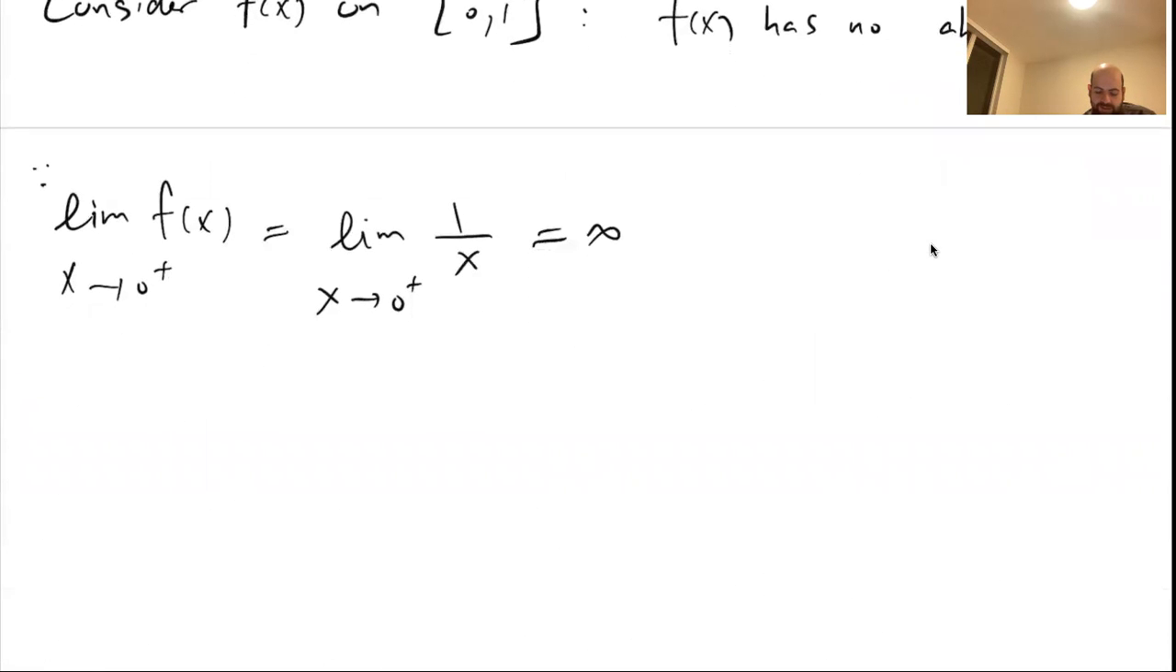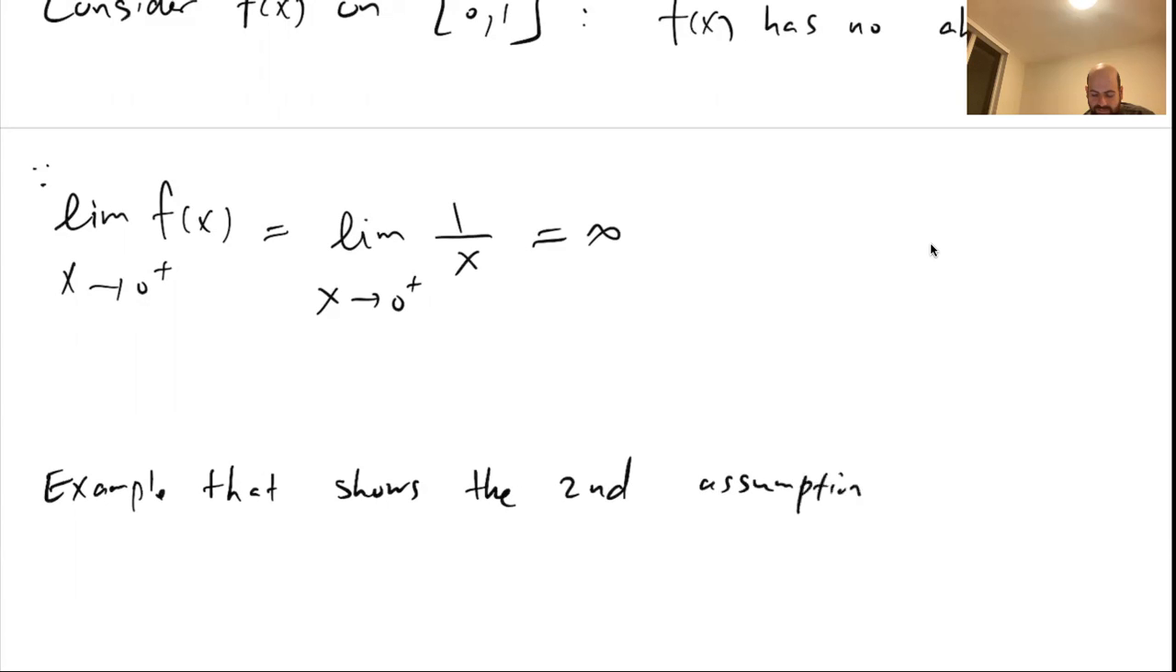Now, the next example, the example that shows the interval being closed and finite is required. Example that shows the second assumption, closed finite interval, cannot be removed.